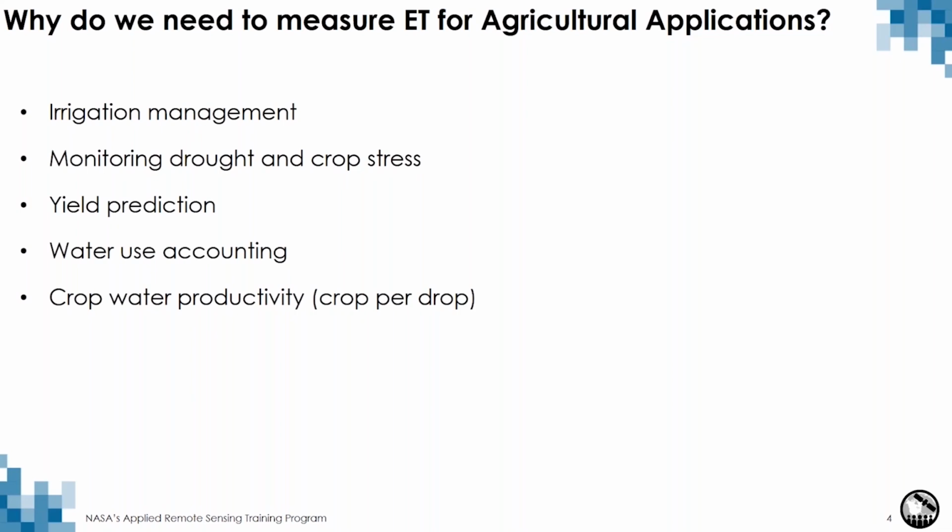And then crop water productivity is somewhat the same kind of idea as water use accounting: how much of a crop can you grow per unit of water, and making more educated decisions on what crops to plant in areas where there is a limited amount of water.